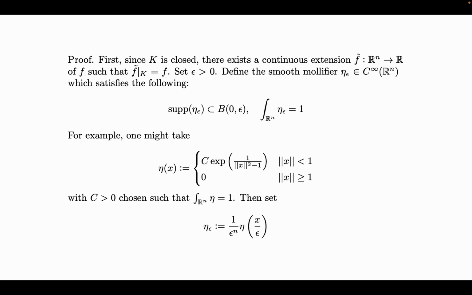Getting into the proof, first, since K is closed, there exists a continuous extension f tilde from R^n to R of f such that f tilde restricted to the compact set K agrees with the function f. This is a completely non-trivial claim and is a result of a more general extension theorem called the Tietze Extension Theorem.